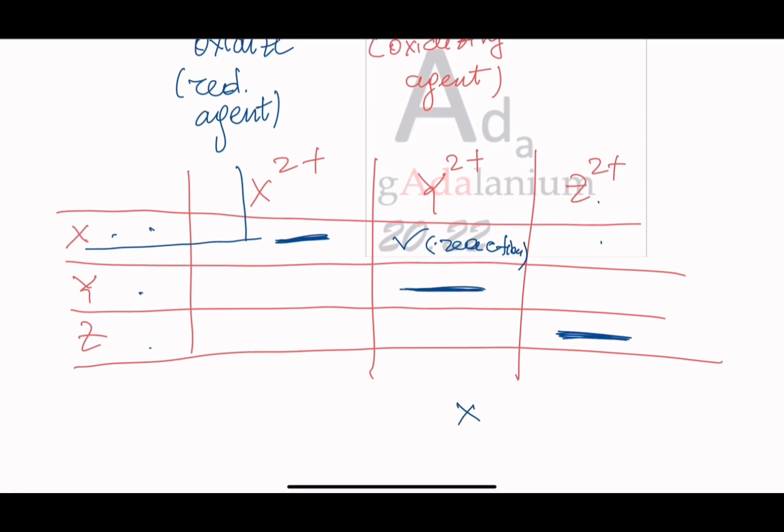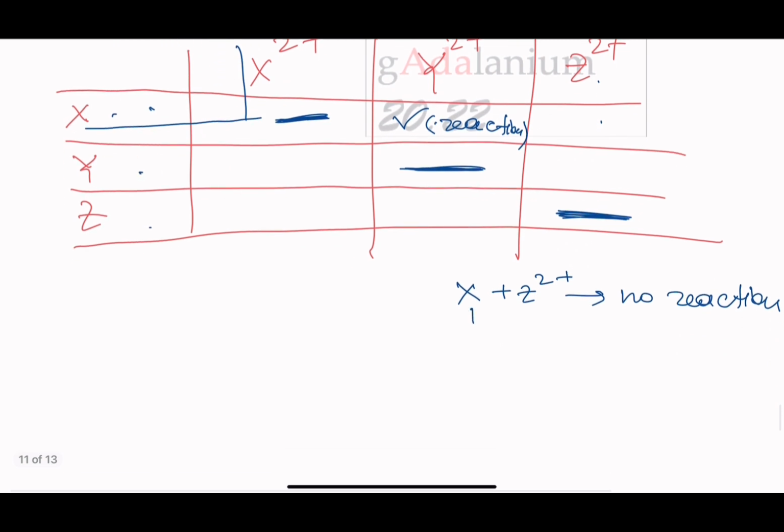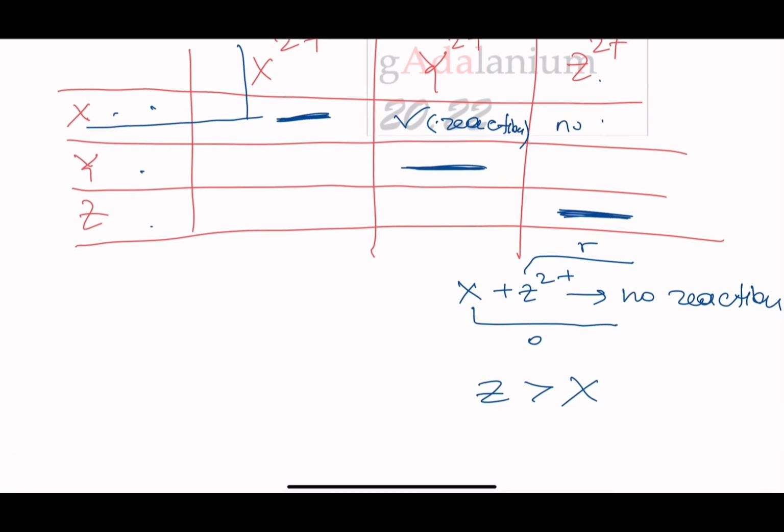So we know that, for example, this reaction over here is not going to happen. So I'm just going to write it like this: no reaction, because as you see, X has to oxidize and Z has to reduce. So oxidize and reduce, and I know that Z is located higher than X, so this reaction is not going to happen. So no reaction.